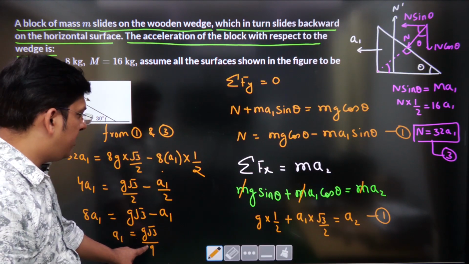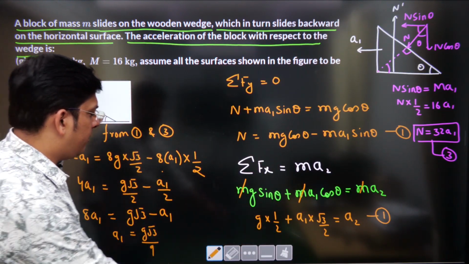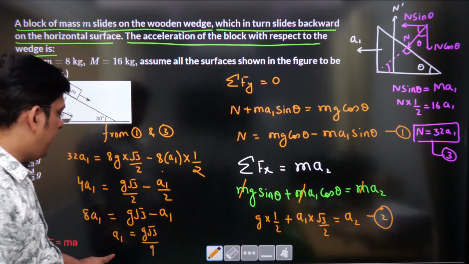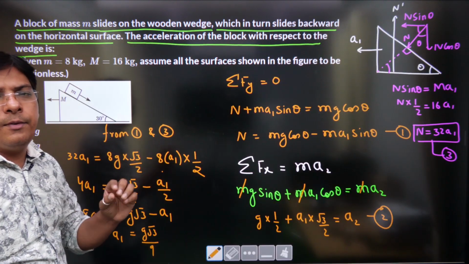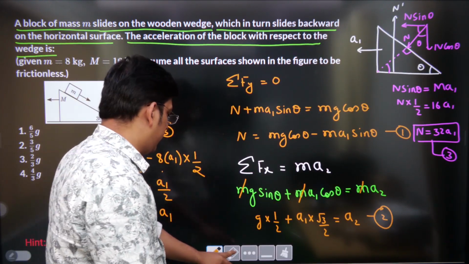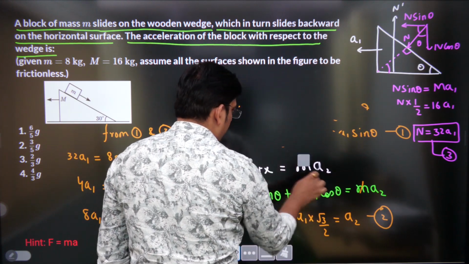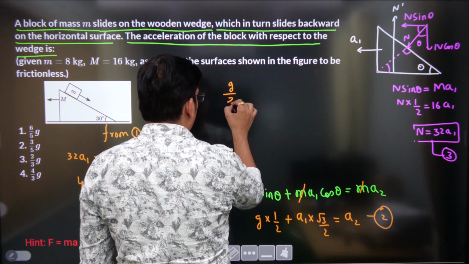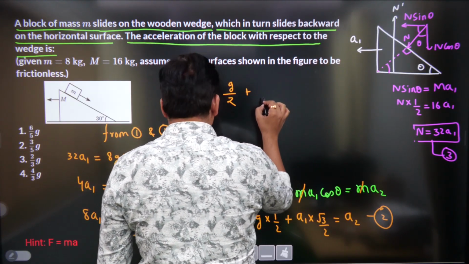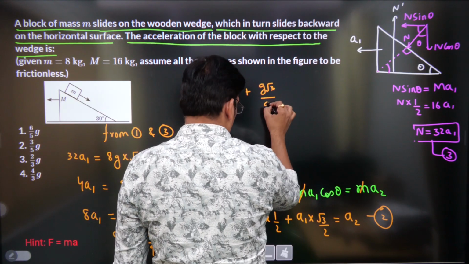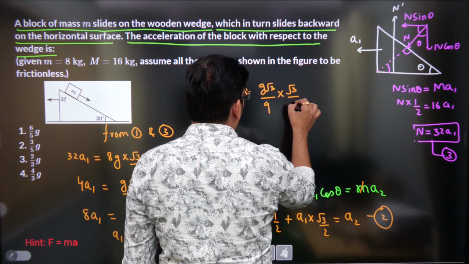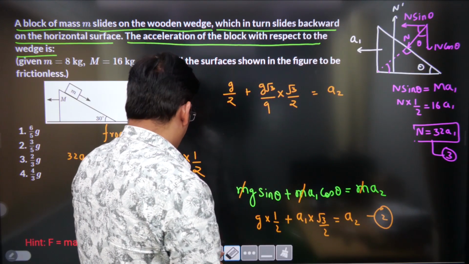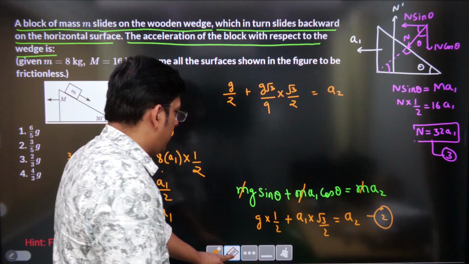Now we are in a situation to replace the value of a1. This was equation 2, dear students. We would replace the value of a1 in equation 2, and we would get a2, and the value of a2 would be the answer for us. Let us do that now. So now g by 2 plus a1, which is g root 3 by 9, multiplied by root 3 by 2 equals a2 here. A1 was g root 3 by 9 multiplied by root 3 by 2.